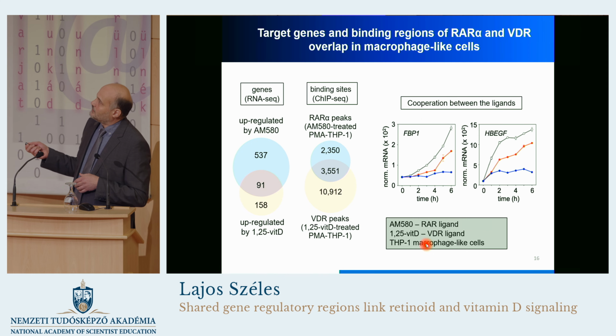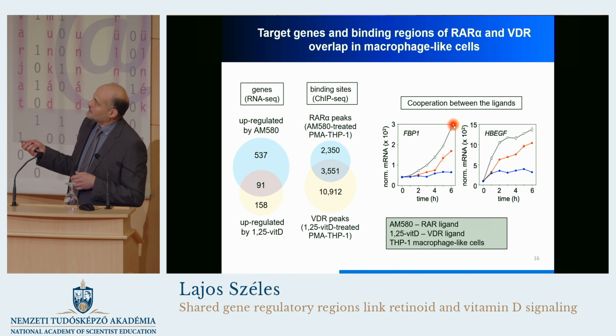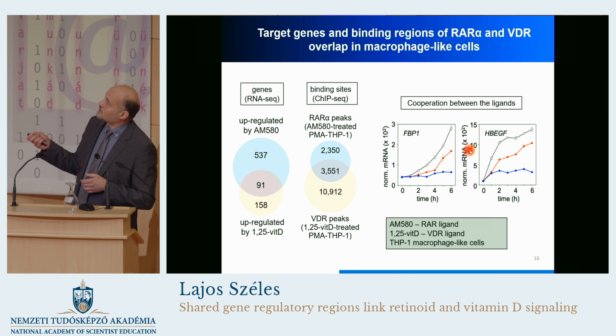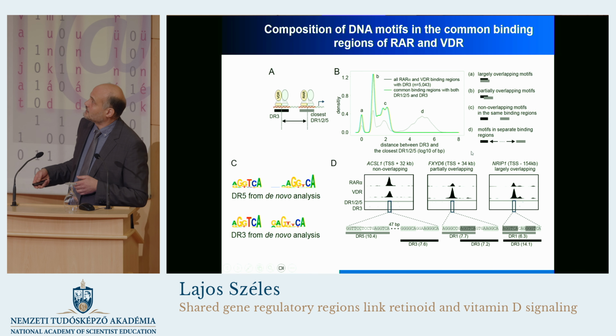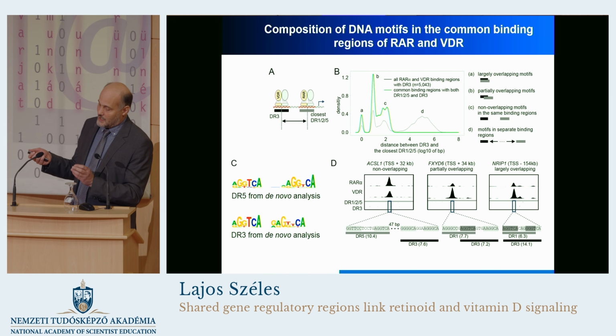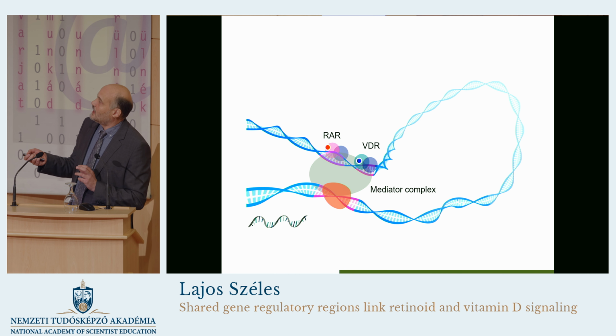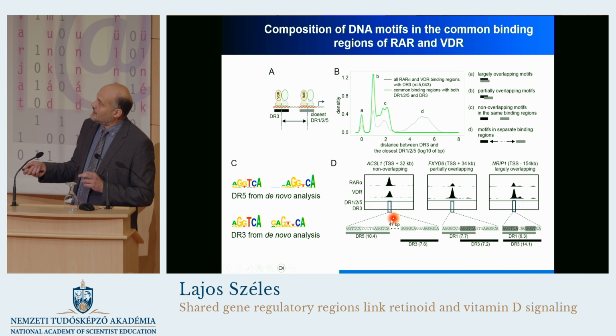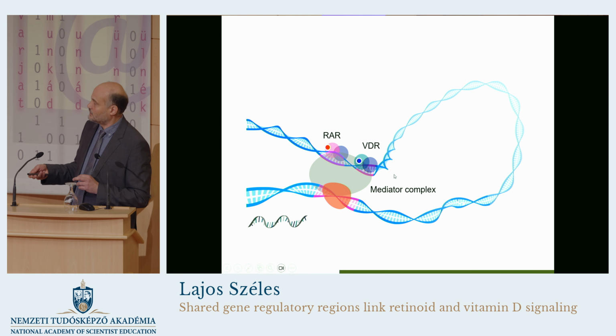So the blue indicates the retinoic acid receptor ligand, the red one is the vitamin D, and with gray you can see the combined treatment when we added the two ligands together. In many cases, there was cooperation between the two ligands. So we could identify these common binding regions of the two receptors, and in many cases we could identify the motifs, the short DNA sequences which are responsible for the co-binding of the two receptors.